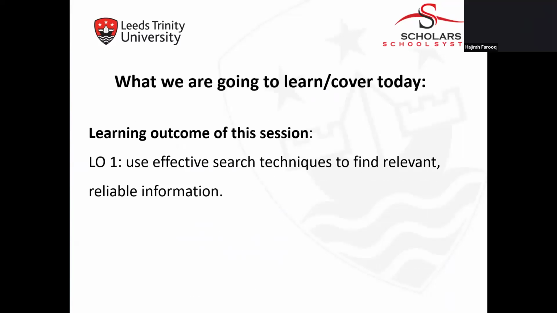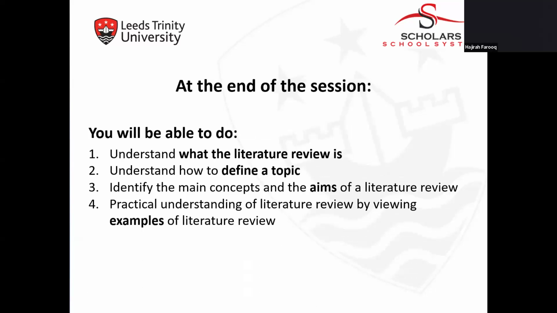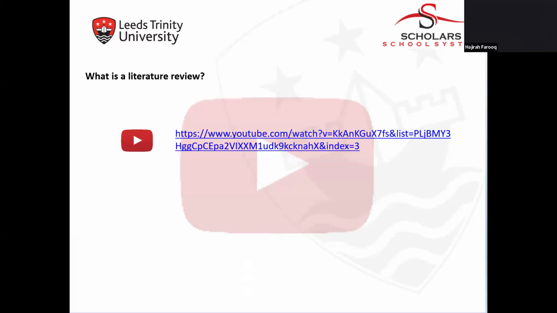So we started off by discussing the learning outcome of this session, which is the first learning outcome, and that is to use effective search techniques to find relevant and reliable information. At the end of the session, you will be able to understand what a literature review is, understand how to define a topic, identify the main concepts and aims of a literature review, and some practical understanding will also be gained about literature review by viewing examples of the literature review.